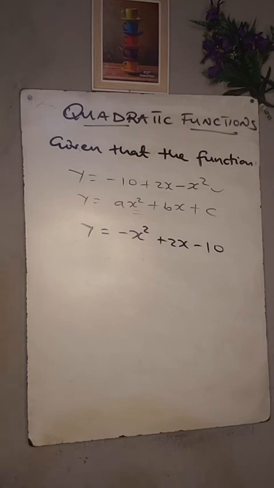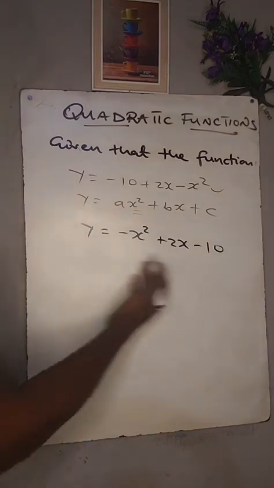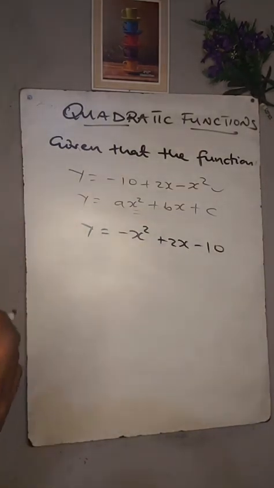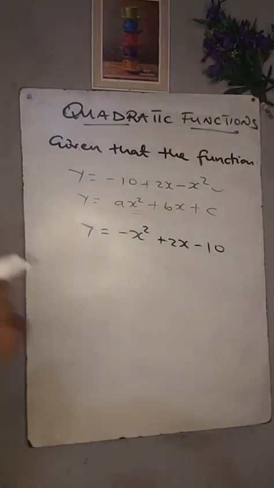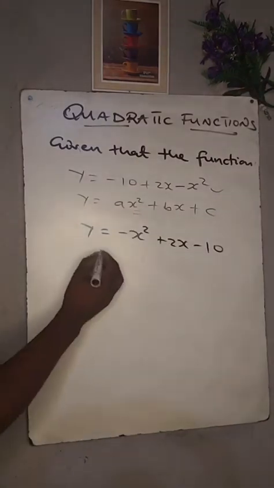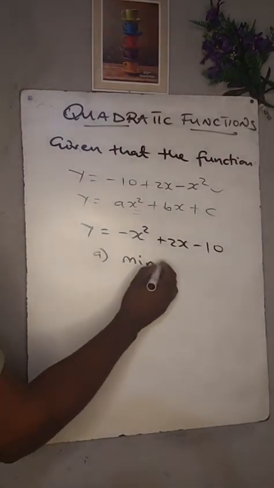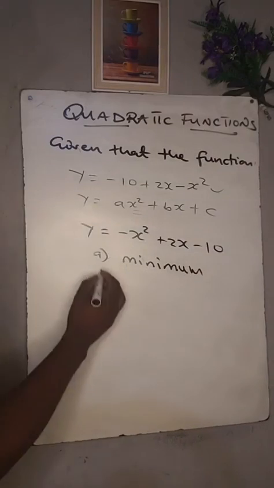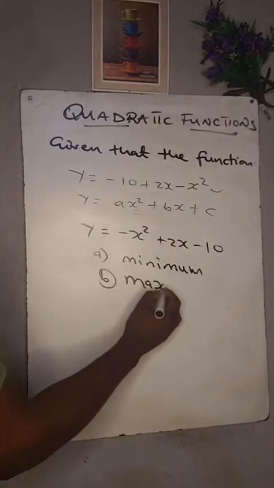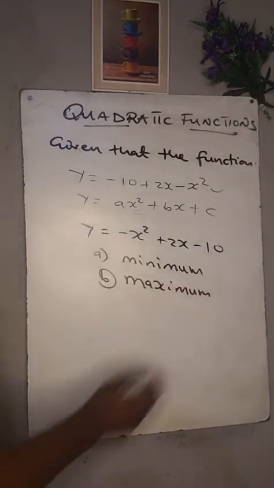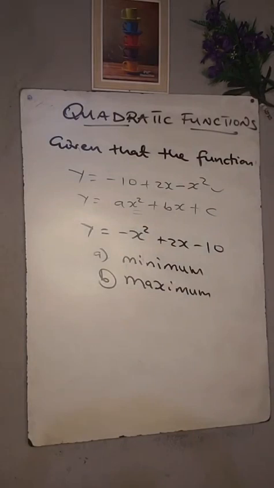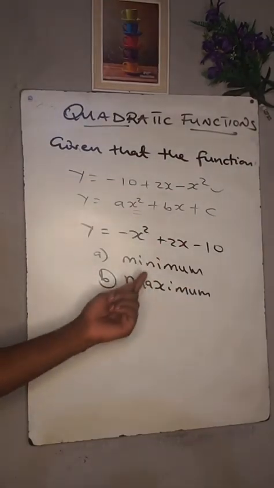Let's continue. So we need to determine this function. Is this function going to have a maximum value or minimum value? So let's talk about that. A, minimum. B, maximum. Is this function going to have a minimum value or maximum value?